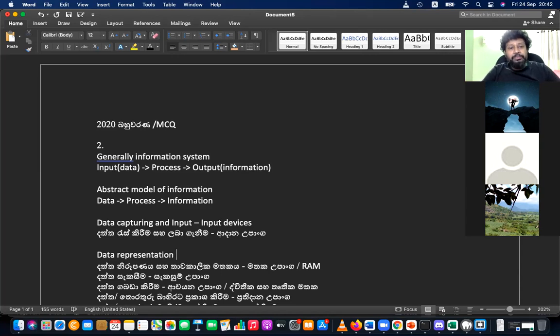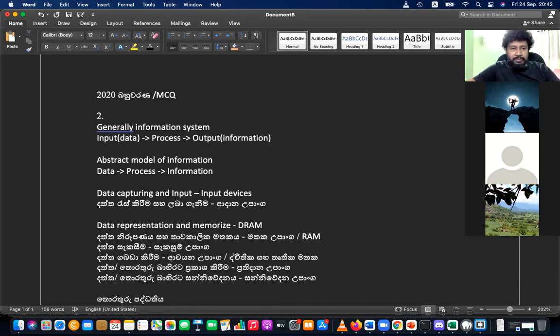We learned about image representation. All these representations are done in memory, data representation and memorizing. That is done in memory. Basically, dynamic random access memory is used for data representation and memorizing, or generally you can say random access memory.